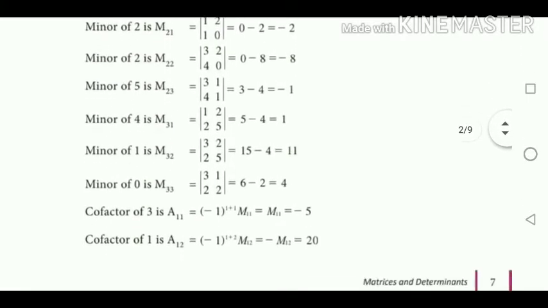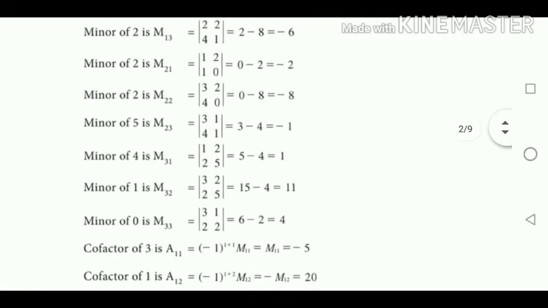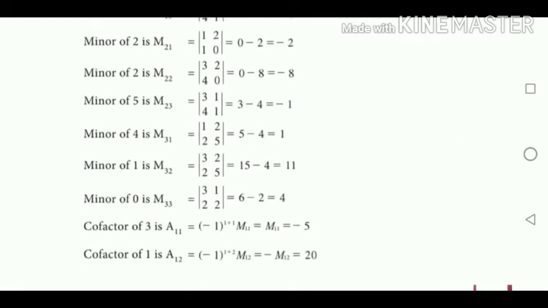For example, A11 means 1 plus 1, which is 2. 2 is an even number. Even number means there is no change in the minor. For example, M11 is minus 5, and A11 is also minus 5, because 1 plus 1 is 2. It is an even number, so don't change the sign. If it is an odd number, change the sign. It is the simple way of understanding it.